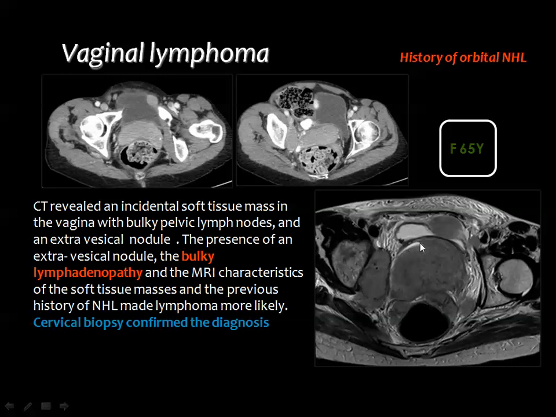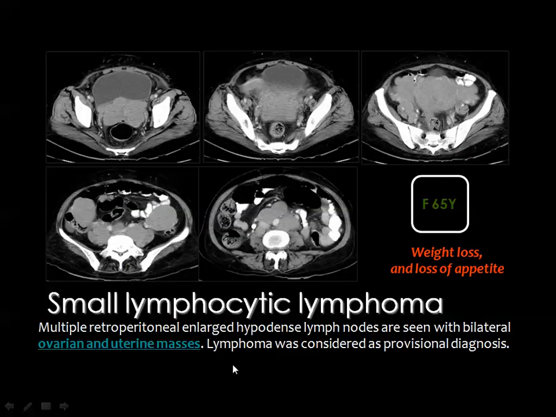And you see the mass infiltrating the vault of the vagina, and also you can see a lesion which is intimately related to the urinary bladder wall. The diagnosis of non-Hodgkin lymphoma was confirmed by biopsy.